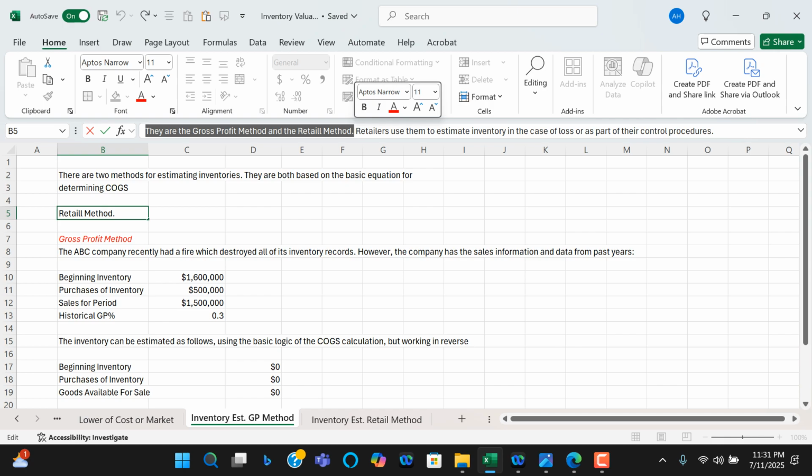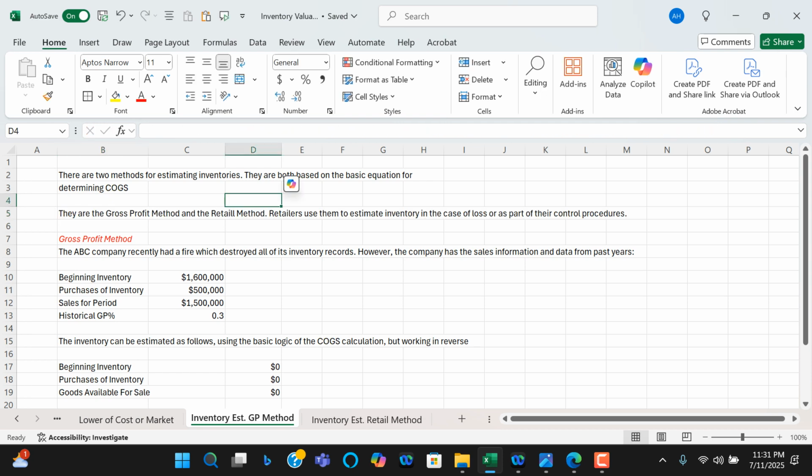Both methods are based on your knowledge of the basic cost of goods sold equation, which I went through in the first basic video on inventory, and which you had in accounting 201: beginning inventory plus purchases gives you goods available for sale. Once you've got your goods available for sale, you either sell them or you don't. The ones that you sell, you take away, and you value the ones that didn't sell. That's basically the idea. Okay, so let's look at the first method, the gross profit method.